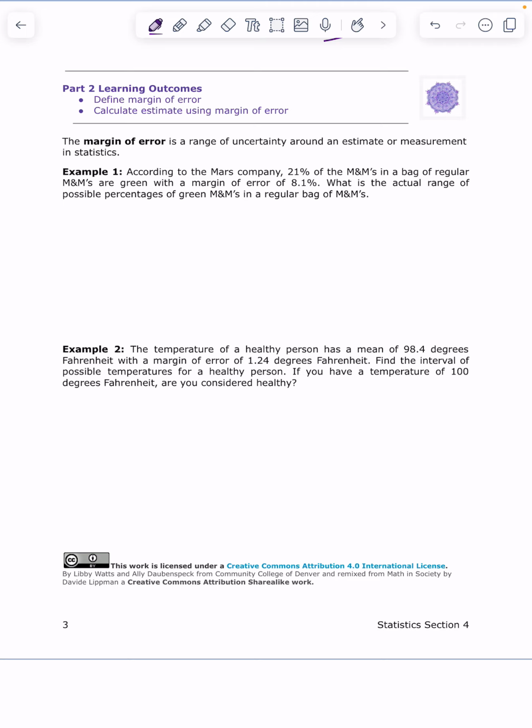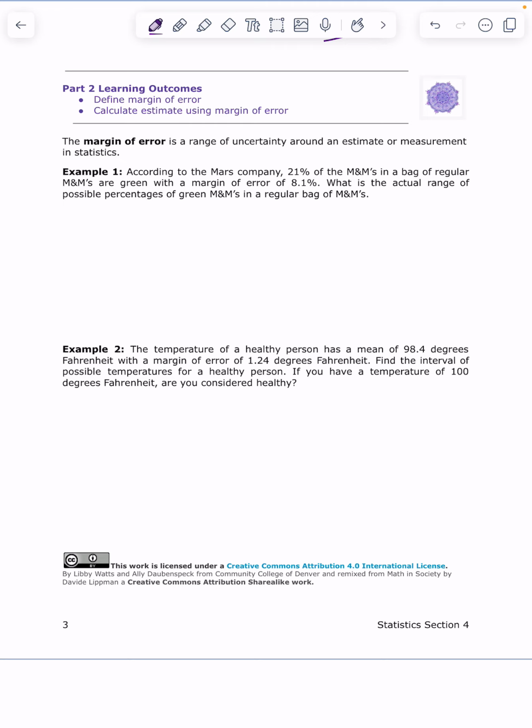So, margin of error is a range of uncertainty around an estimate or a measurement in statistics. So a lot of times things aren't going to fall exactly on a proportion, a certain proportion, a certain mean, but they fall somewhere in between a couple of numbers.